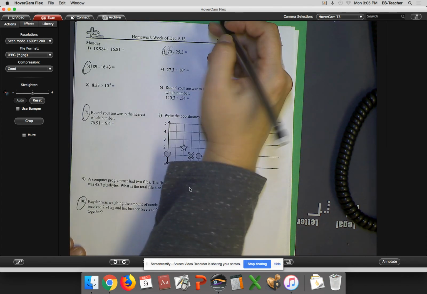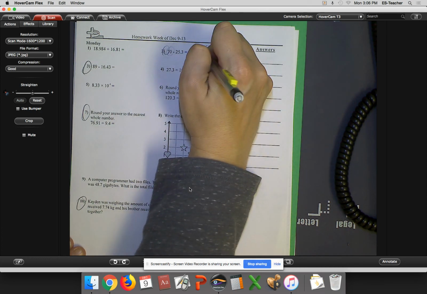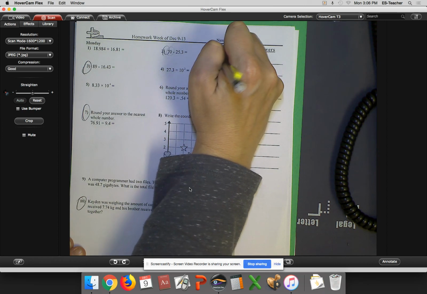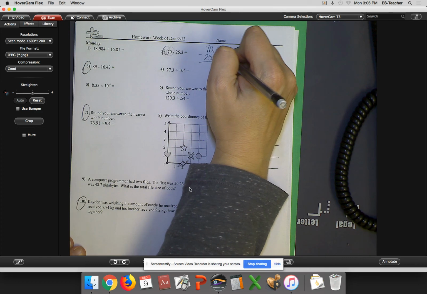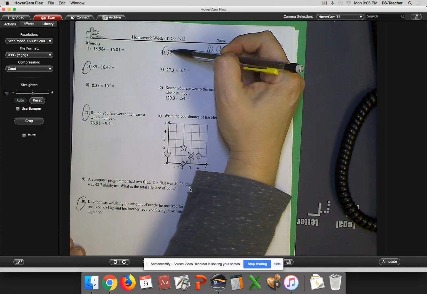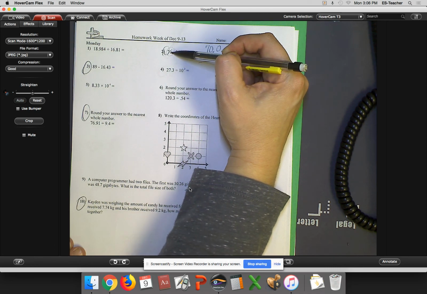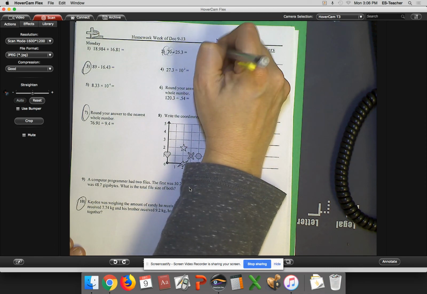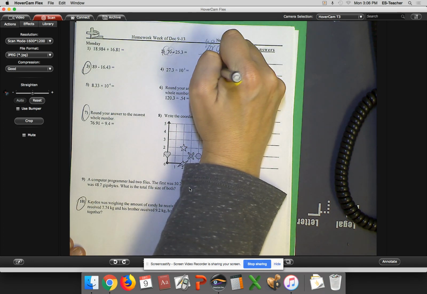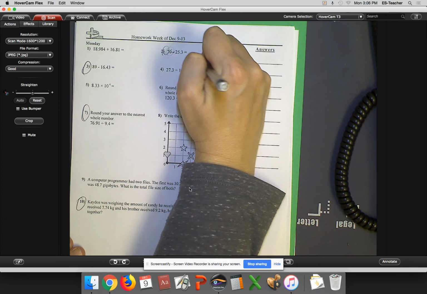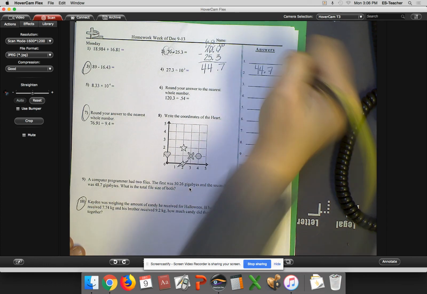For number 2, I have 70, and there's my ghost decimal. And then I'm going to subtract 25 and 3/10. Remember, when you're adding and subtracting decimals, you line up the decimals, not the numbers, okay? And this has to go first. When you're subtracting, this number always goes on the top. Okay, so that's 6, that's 9, and that's 10. There's 7, 5, 6, 7, that's 4, and that's 4. So the answer to number 2 is 44 and 7/10.